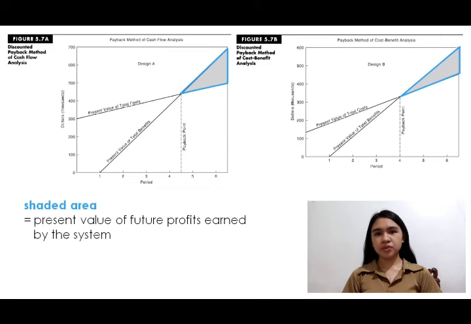The shaded area between the benefit curve and the total cost curve represents the present value of future profits earned by the system.